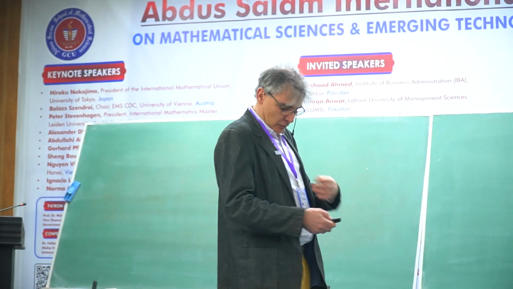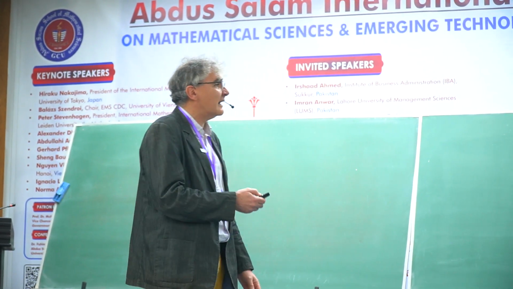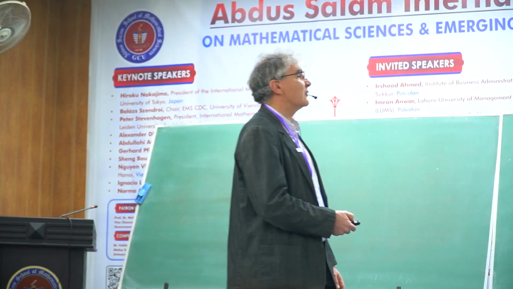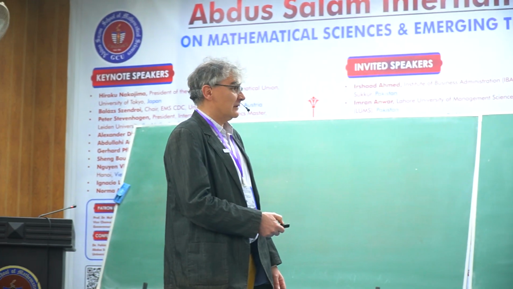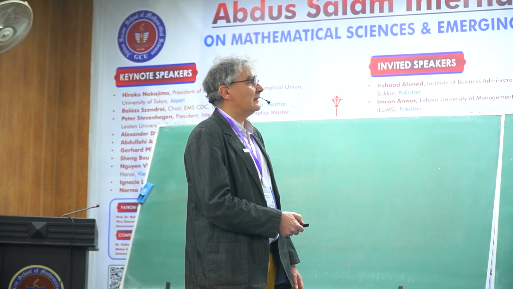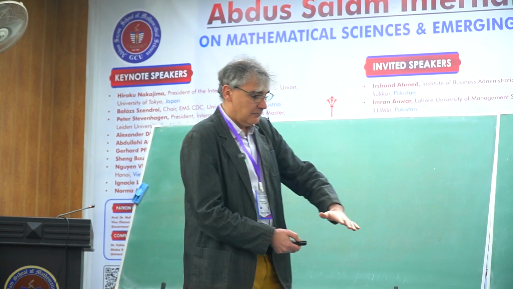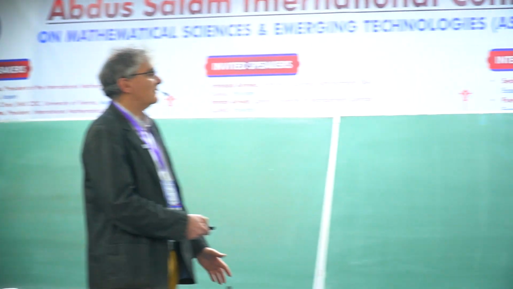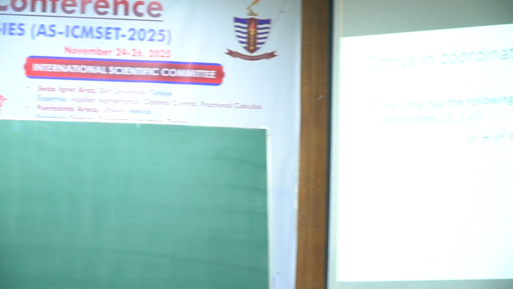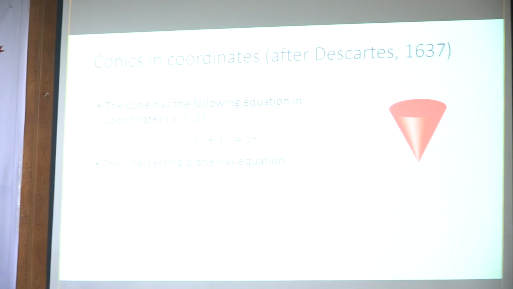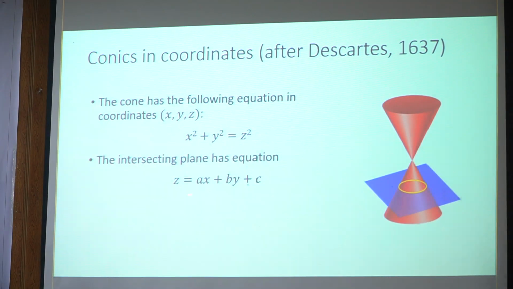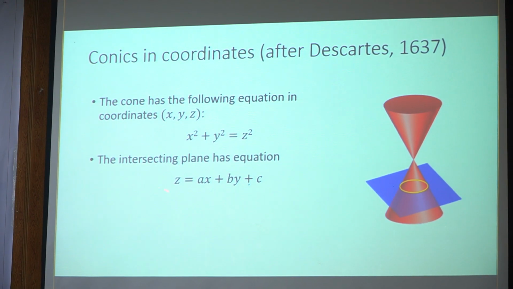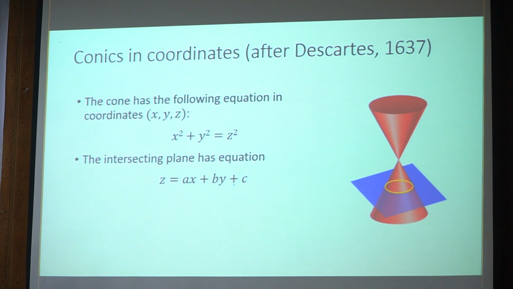So now in modern mathematics, we would say that this rectangular cone, okay, this is half the cone, has some kind of equation like this, that x squared plus y squared is z squared. So basically, this is a circle of radius z as z moves up. That traces out the cone. And then we intersect it with a plane, and that plane has a linear equation. So z is ax plus by plus c.